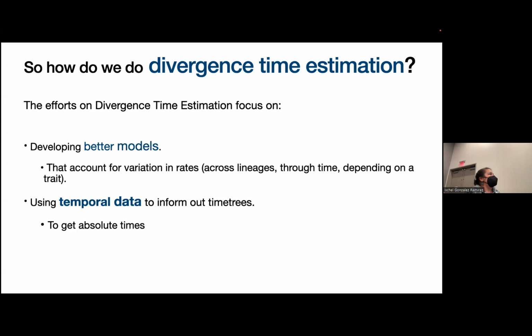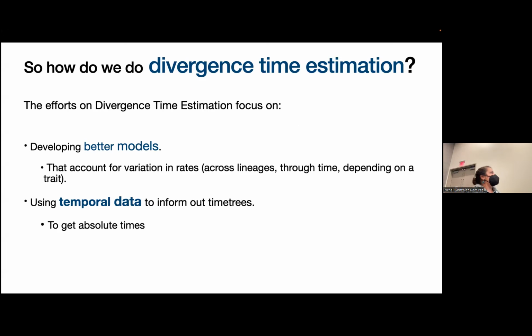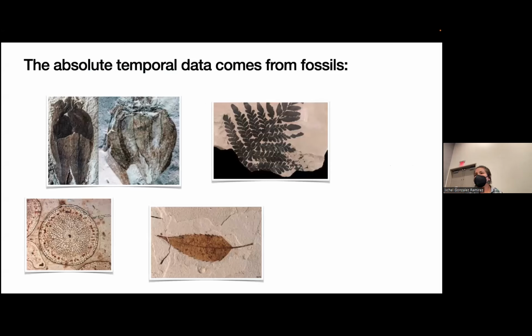And we also want to accommodate temporal data. Because even if I get the proportion under the global clock, I still need some absolute time to say this is 100 million years old, and that can only come from fossils. Just a little side note: we can use other things like geological splits, islands, things like that, but let's focus.